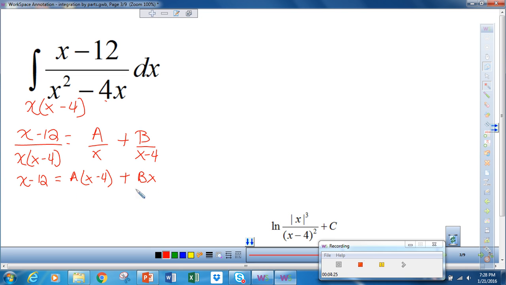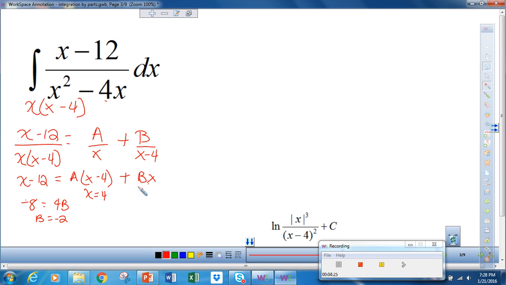So once again, I'm looking for a value of x that will zero this out. So we can already see that if I use x equals 4, and I replace x with 4 here, I get 4 minus 12 is negative 8, and that's equal to 4B. So B is equal to negative 2.